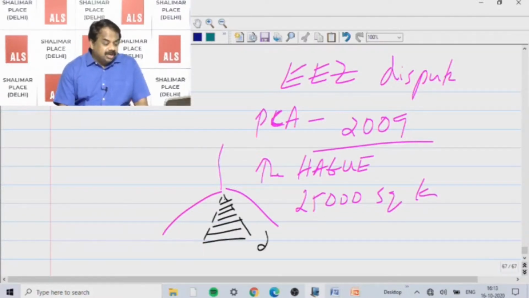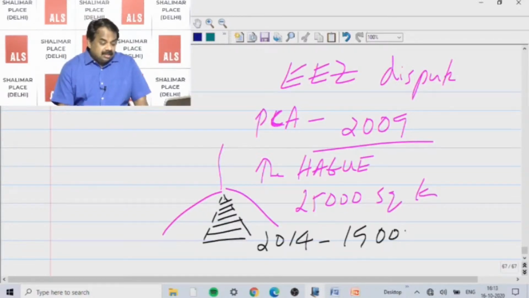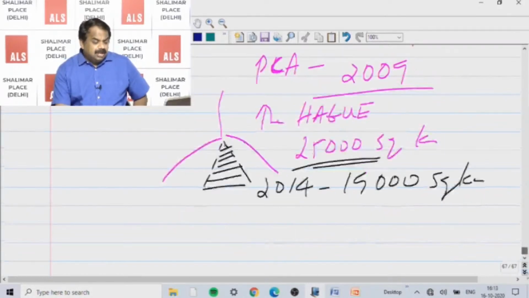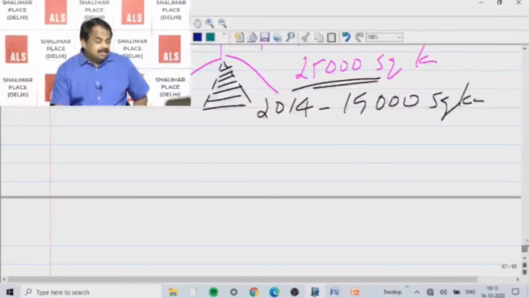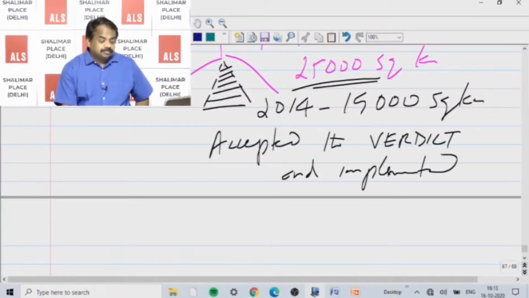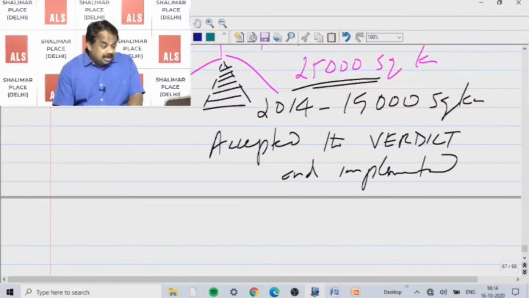Finally, the PCA gave its verdict in 2014, by and large in favor of Bangladesh, and allotted 19,000 square kilometers out of the 25,000 to Bangladesh, and the rest, around 6,000, to India. And both India and Bangladesh luckily accepted the verdict and implemented it. So this agreement, or rather, we approached the PCA under the UNCLOS.